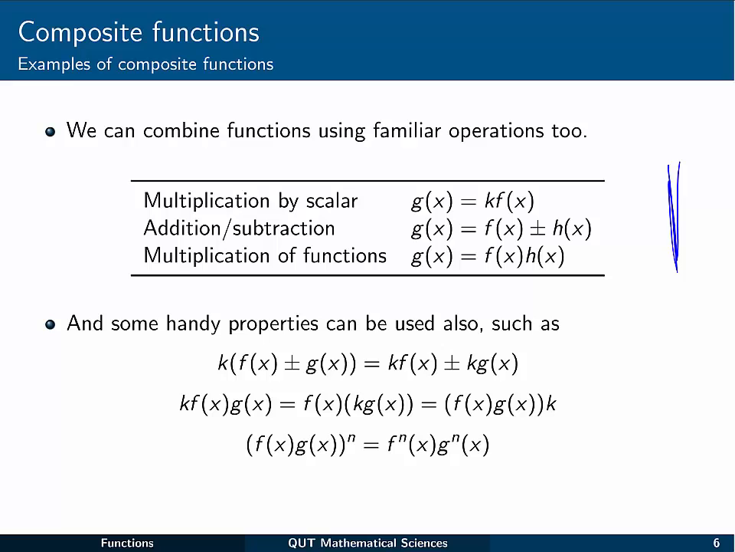And these bring up some handy properties. We have a distributive property: k times a sum or a difference of functions is k times the first function plus or minus k times the second, and so on. We can change the order of multiplication, and we can also bring an index law in like this one here. Now note that this notation might be a little bit different if you haven't seen that before. It just means the nth power of f of x. So it's almost like we're doing something like this.